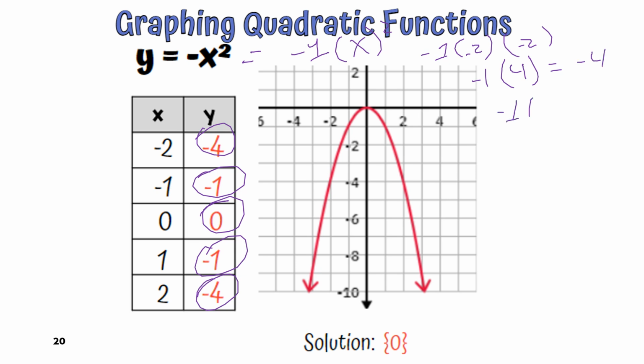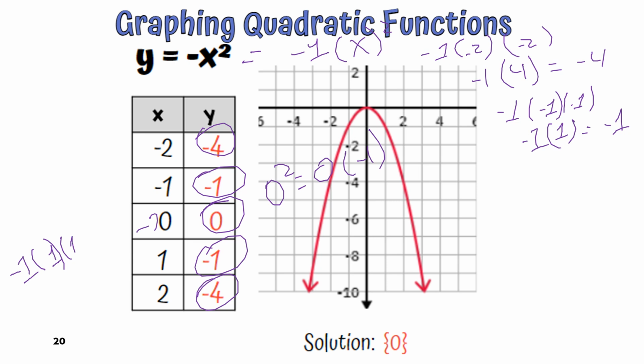Next one, you have -1 times -1 squared, which is -1 times 1. -1 times 1 is -1. 0 squared, well, that's 0. 0 times -1 is, of course, 0. Finally, you have -1 times 1 squared. 1 squared is 1. -1 times 1 is -1. 2 squared is 4. 4 times -1 is -4.